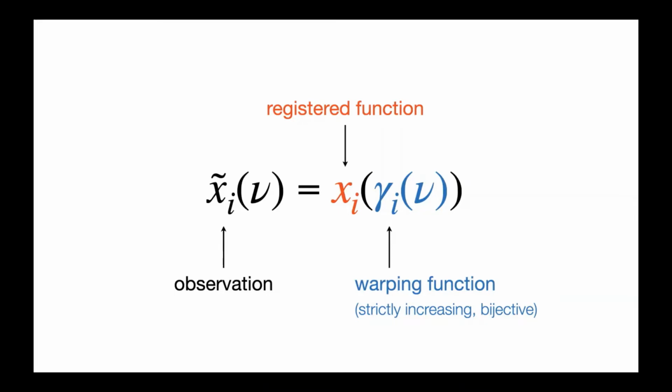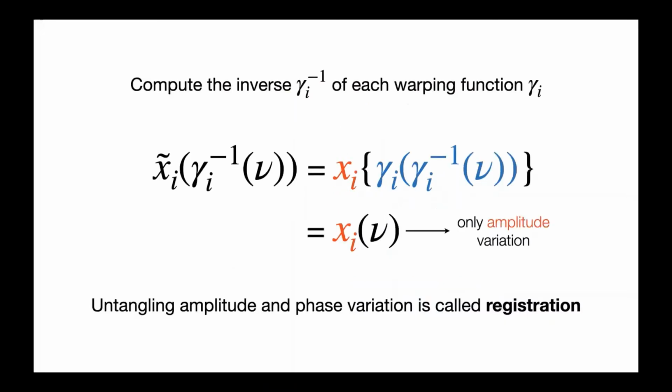So from this point, what we actually want to do is work backwards. We want to be able to recover the registered functions from our observations. And the way we do that is by computing the inverses of each of our warping functions, which is why we constrain them to be bijective.